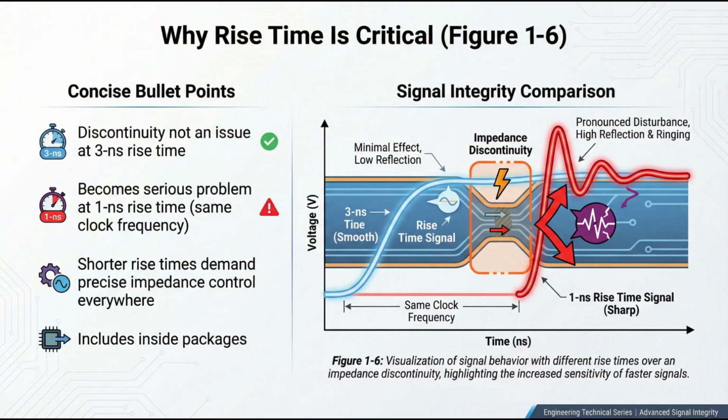Why rise time is critical. This figure shows that a discontinuity that wasn't a problem at a 3 nanosecond rise time becomes a serious problem at a 1 nanosecond rise time, even at the same clock frequency. As rise times get shorter, impedance control becomes more important everywhere, including inside packages.